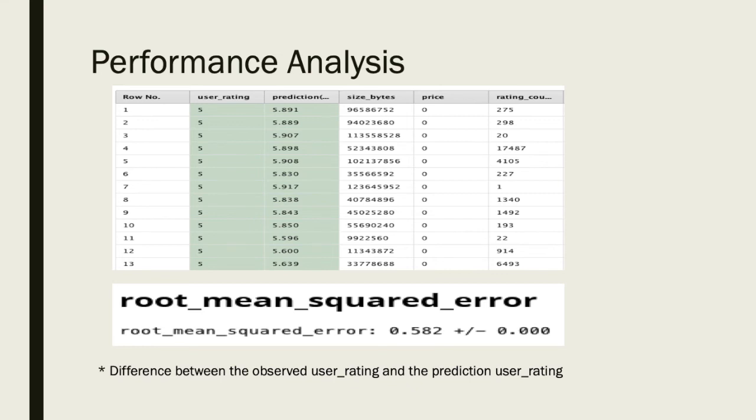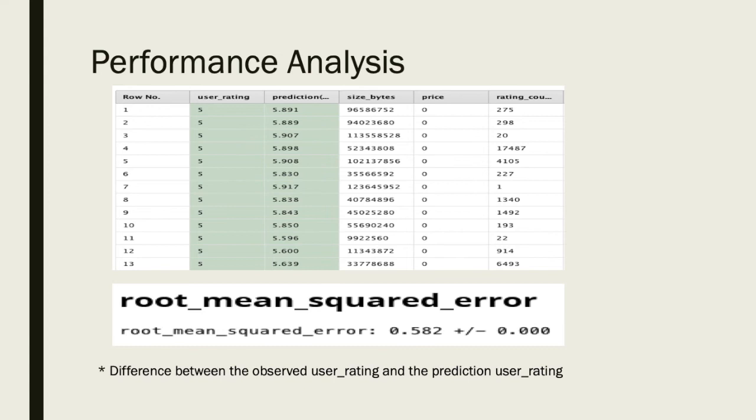The prediction results of the test data are calculated based on linear regression. As we can see, there are differences between the prediction data and observed data. In addition, the RMSE is provided by the performance analysis with a value of 0.582. Therefore, there is an error existing in the prediction results.